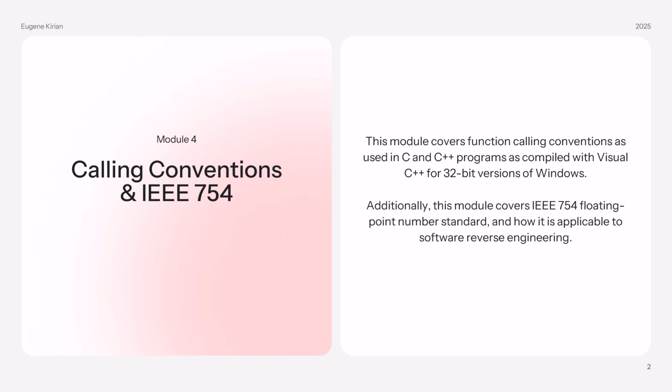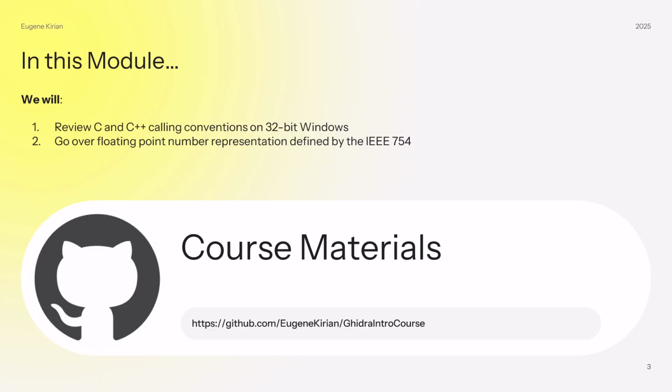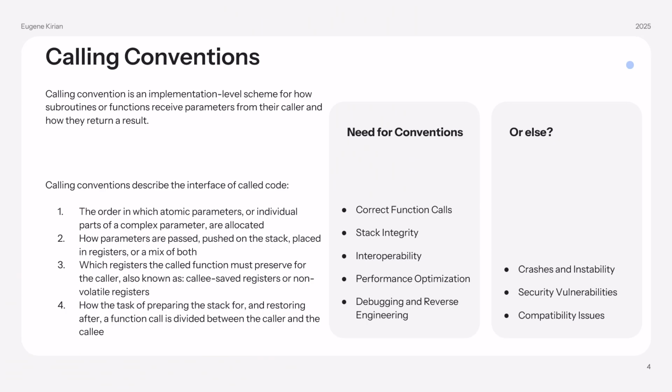Let's start. In this module, we will continue reverse engineering our introductory example program, which is available on the GitHub alongside its source code and other examples. At its core, a calling convention is a set of rules that dictate how functions or subroutines receive parameters from their caller and return results.